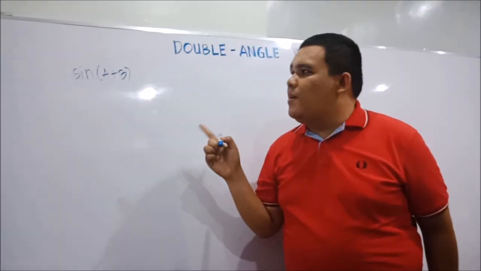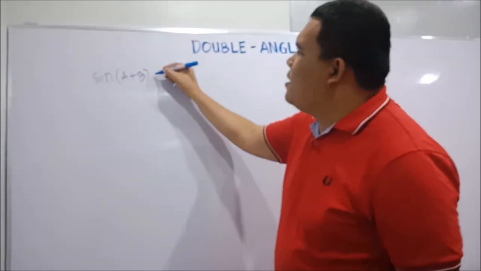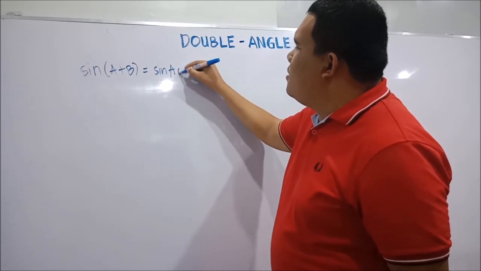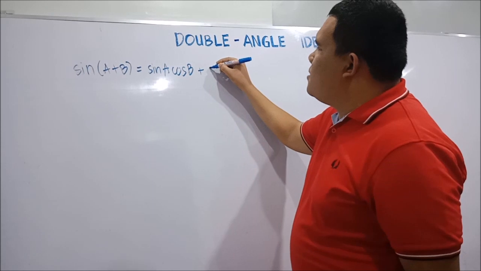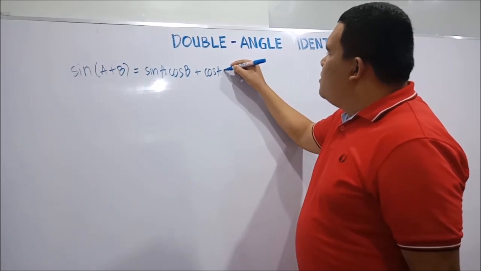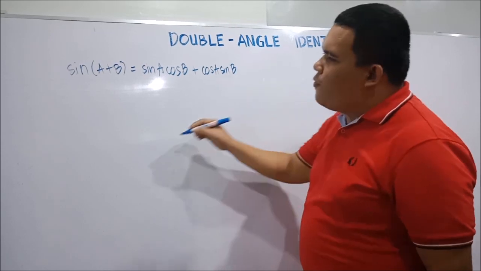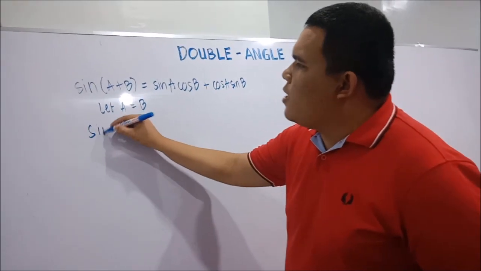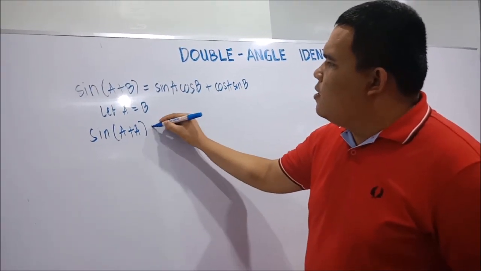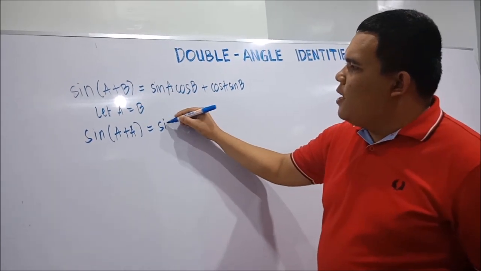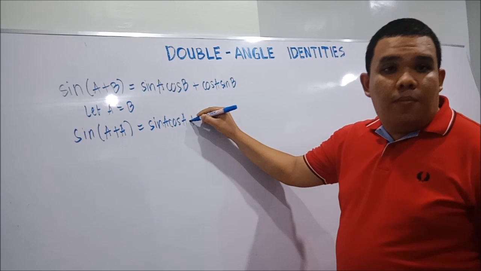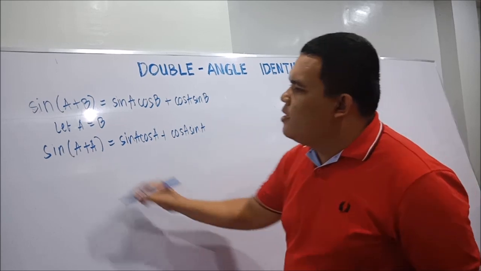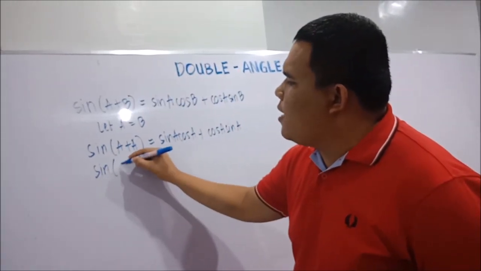If we have angles A and B, the sine of A plus B is given by sine A times cosine B plus cosine A sine B. If we let A be equal to B, we can write this as sine of A plus A is equal to sine A cosine A plus cosine A sine A. Furthermore, you can write this as sine 2A.